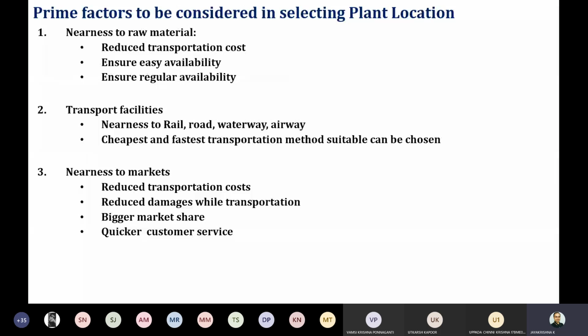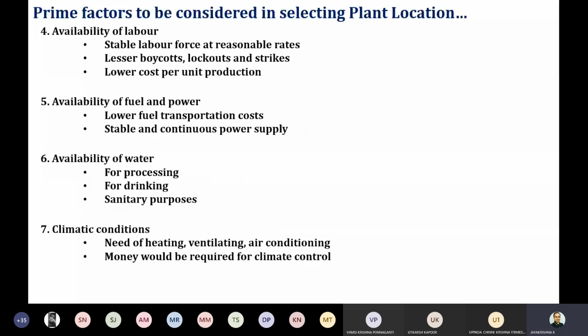So here I have listed some prime factors. I'm just reading it. We have to see whether the raw materials are available in that particular area. It should be easy for transportation, easy availability, and regularly available, without any stopping. Then transportation facility: it should have very good rail, road, water, and airway connectivity, and its mode of transportation should be cheap. Then we should see that it's near to the market, just like the case of Hosur. It can reduce transportation cost. It can even reduce damages during transportation because the roads are very good. It provides a bigger market share, so it can attract customers very quickly. Then availability of labor force, and the labor force should be very cheap.